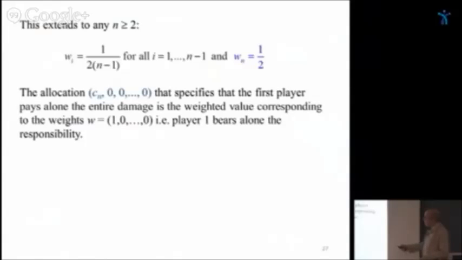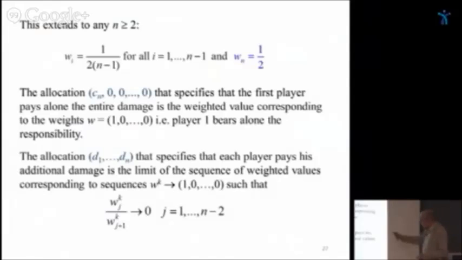The allocation that, of course, imposes on the first player, the initiator, to pay the full cost corresponds to a normalized weight where it's zero for everybody except for that player. And what about the allocation that asks each player to pay exactly the additional damage? It corresponds to a limit, and this is a mistake, sorry. It should be zero for the last one, so I have to correct this. This is one for the last one and zero for all the others. The idea is that the last one is more responsible, player N is more responsible than player N minus one, which is more responsible, and therefore the one to be most responsible is the player one, actually.